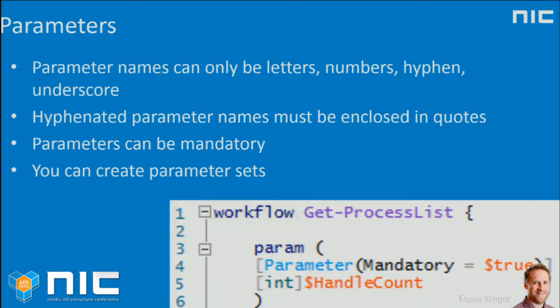Now, PowerShell workflows can also have input parameters, and you can use parameter sets. You can make parameters mandatory or not. A couple of tips: parameter names can only be letters, hyphens, numbers, and underscores. And if you do use a hyphenated parameter name, it has to be enclosed in quotes.